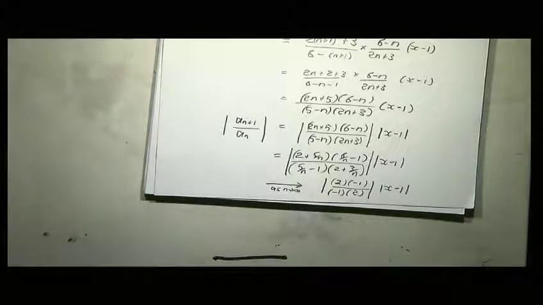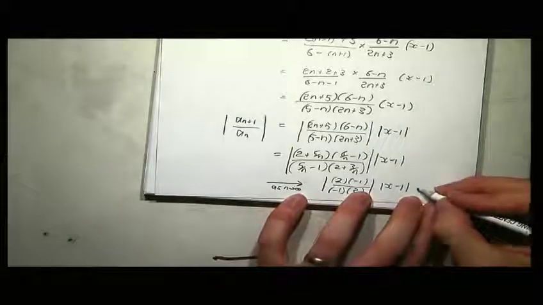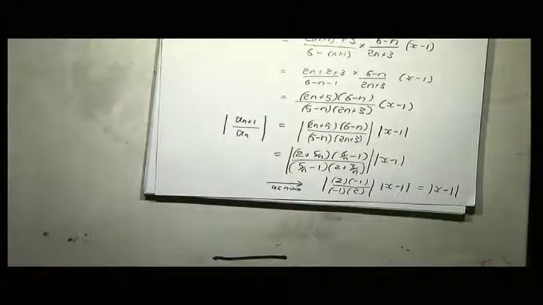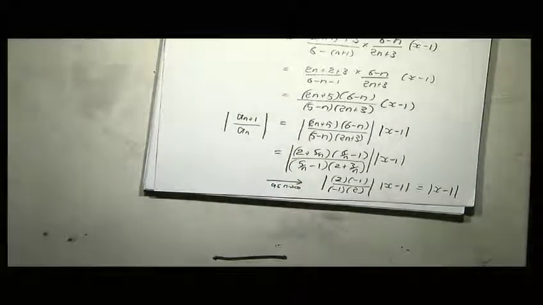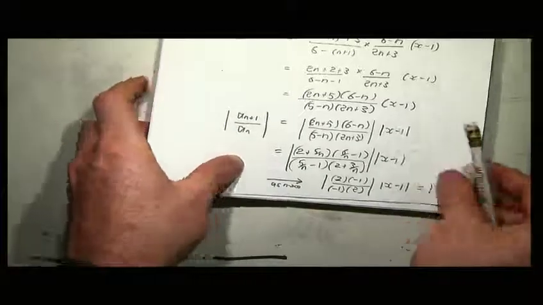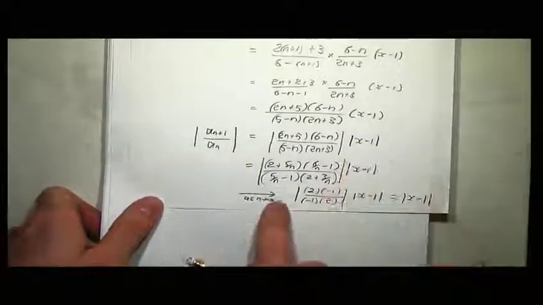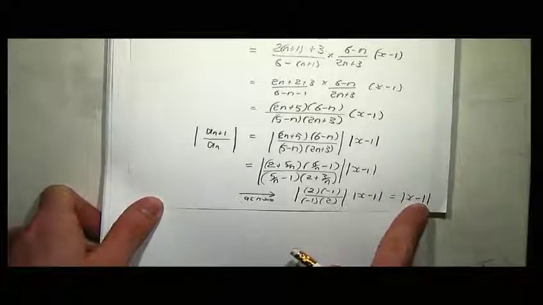Okay. Which is just x minus 1. Yay! Okay. So that's the deal. Let's just look at what we did there. We did the a n plus 1 over a n, we figured out the absolute value, we did the limit, and we got this final answer. They're the 3 steps that you need to do.